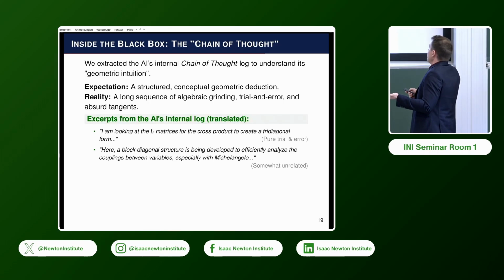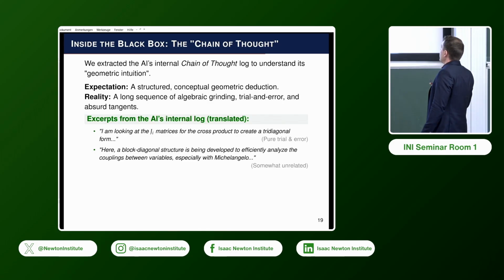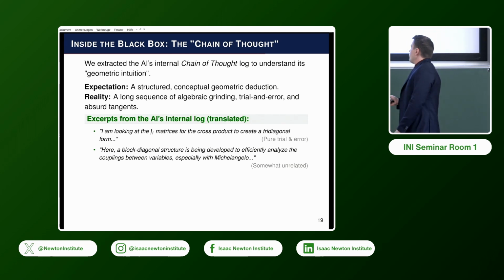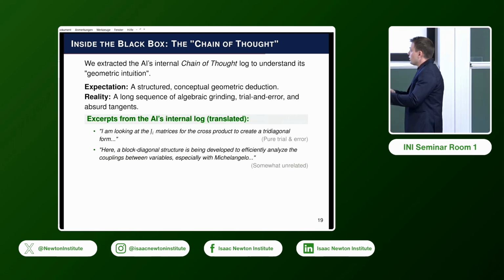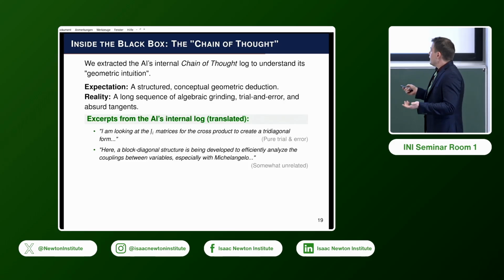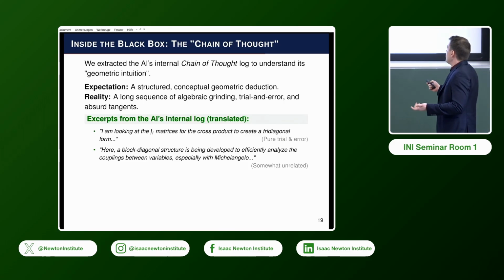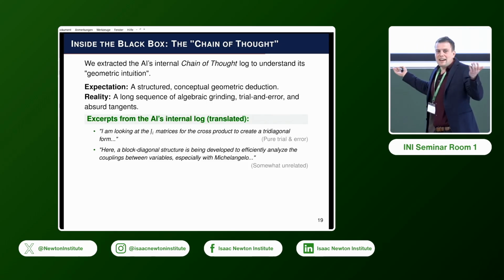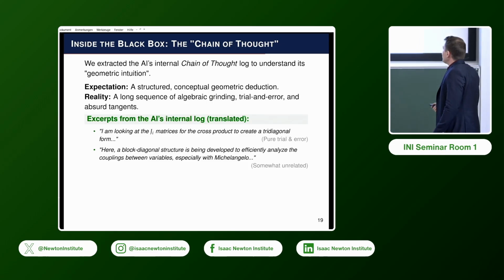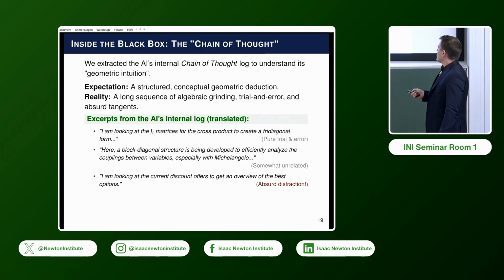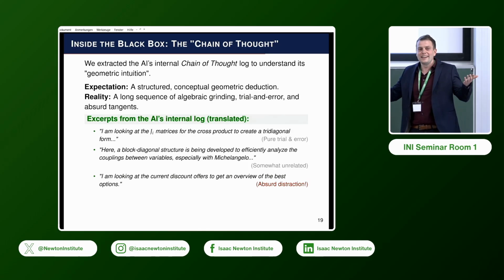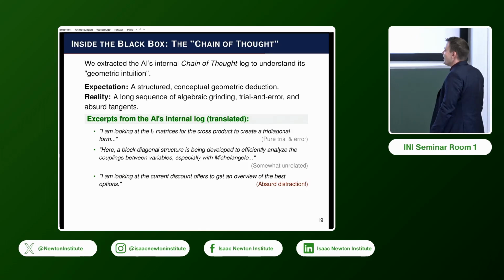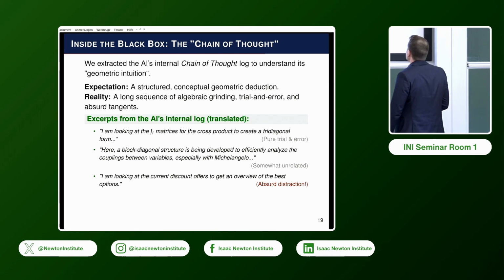So here it said, I am looking at the gamma matrices for the cross product to create a tridiagonal form. Okay, so a lot of pure trial and error. And we did not understand what that is. And here, a block diagonal structure is being developed to efficiently analyze the couplings between variables, especially with Michelangelo. That was really strange. And the most absurd thing was when it said, I'm looking at the current discount offers to get an overview of the best options. And we were like, what did the model do? We did not understand at all the reasoning process behind this.